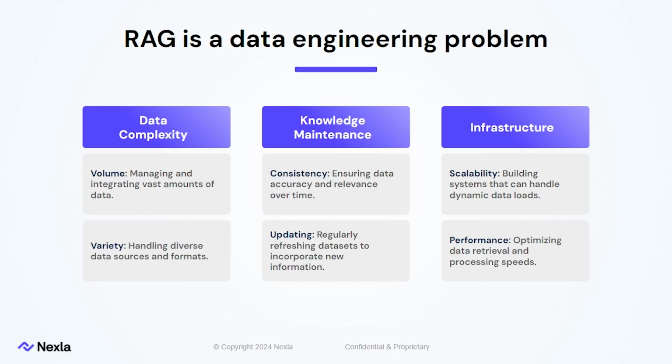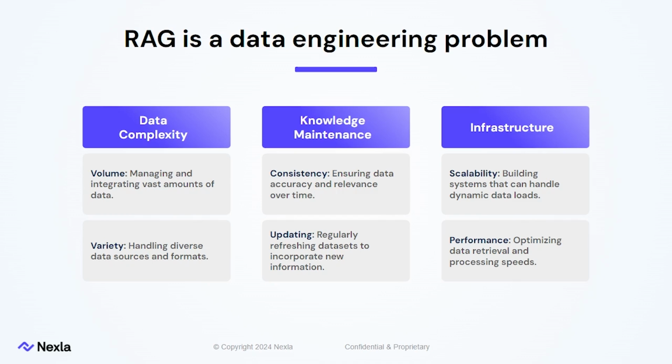Then we also have knowledge maintenance. Keeping data accurate and up to date is crucial. This involves regularly refreshing data sets with new information and ensuring consistency across all of your sources. Automated processes for data validation, enrichment, and updating are essential to maintain high quality data over time.